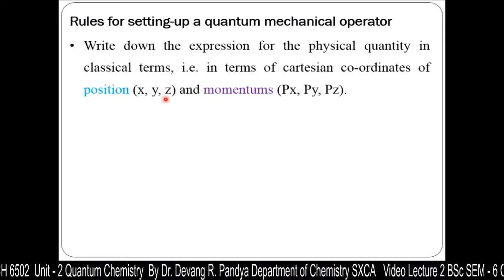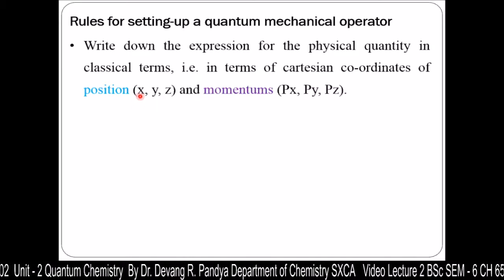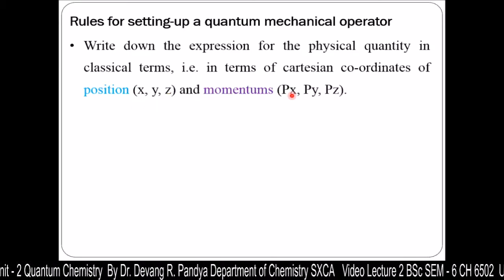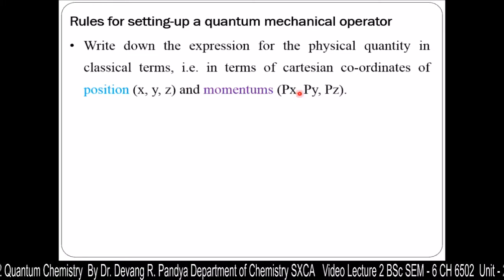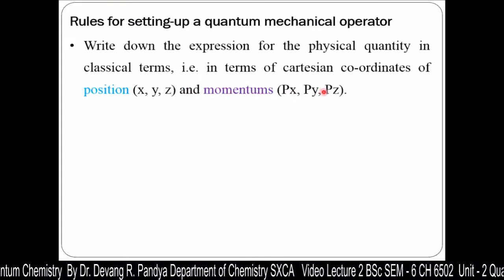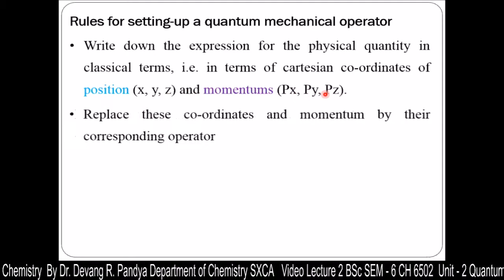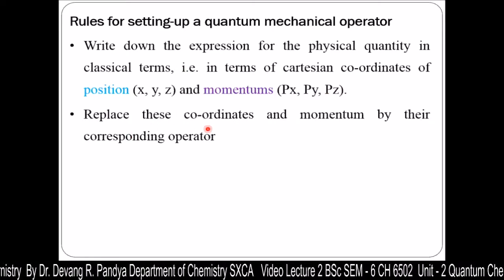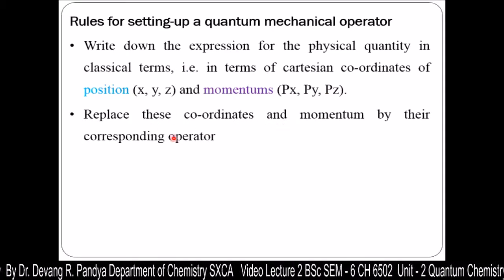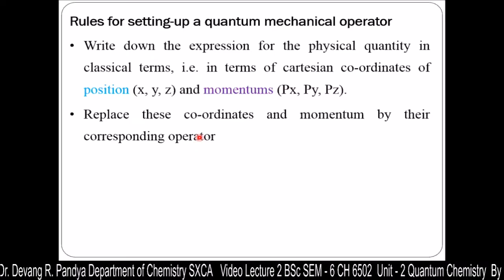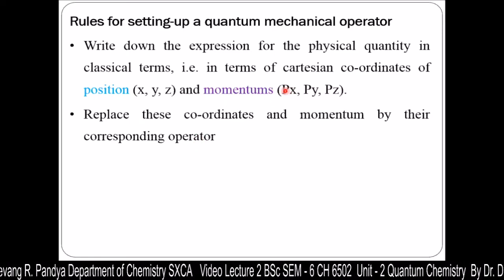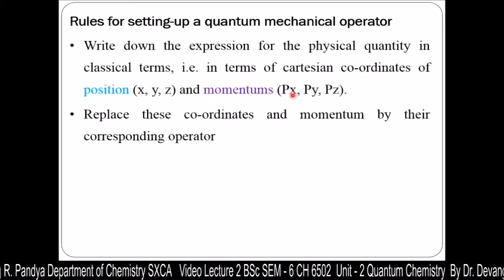But if you want to represent momentum on the x-axis, it can be represented as px, momentum on the y-axis as py, and momentum on the z-axis as pz. That way you can represent it. Replace the coordinates and momentum by their corresponding operators.